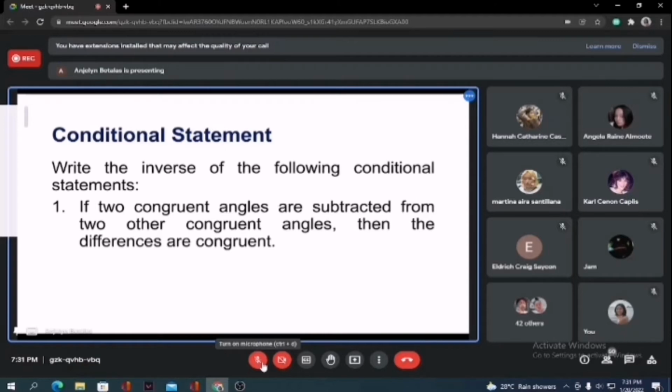Example, kining duha ka angle, isa 45, ang isa 90. Then, isubtract nimo siya sa duha nga congruent. Example, duha congruent man ni angles. So, it might be their measure is 30. So, kuhain ang differences. So, 45 minus 30 is 15. 90 minus 30 is 60. Yeah, definitely. Dili gid congruent. Tama siya, Carl. Again, if two not congruent angles are subtracted from two other congruent angles, then the differences are not congruent.